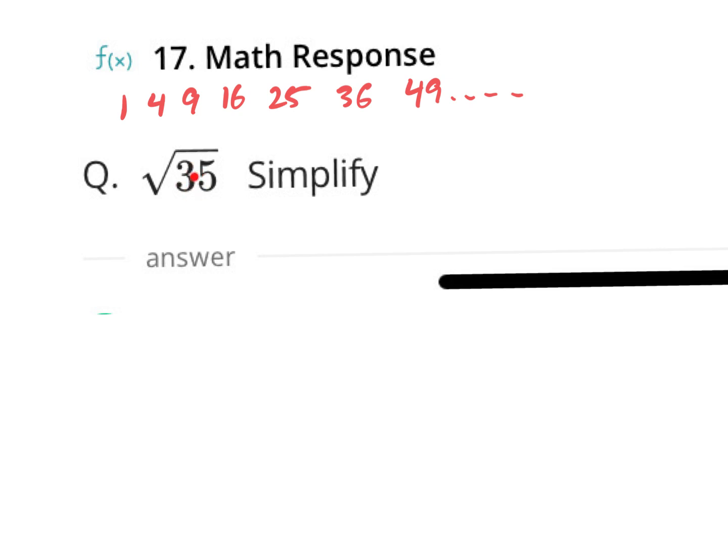So if we don't have a perfect square number, we attempt to rewrite it with multiplication to get a perfect square number. So like, will 4 times something give you 35? No, it won't work. Will 9 times something give you 35?